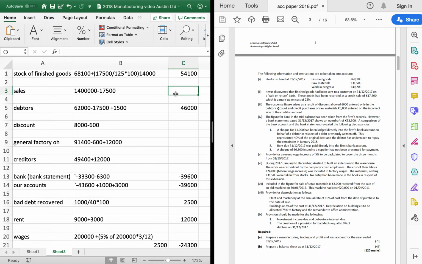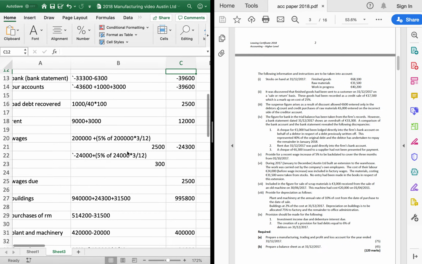Anyway, that's 138,500. Discount will be 74. General factory overheads will be 102,800. Creditors will be 61,400. And I think I've got all the rest of them added in.